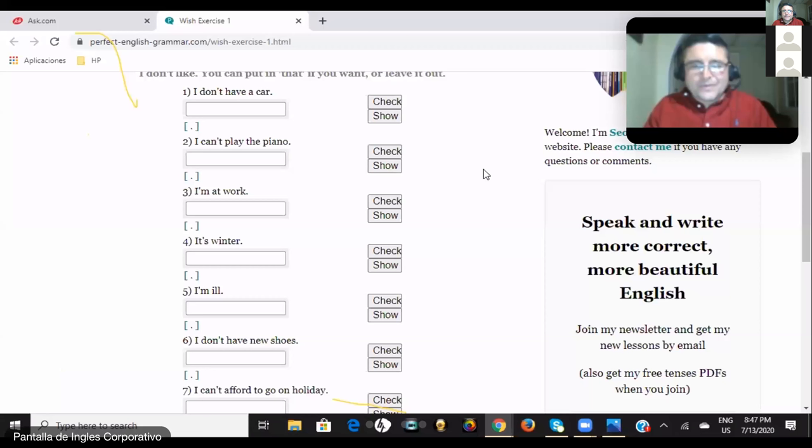Base form. Yes. Okay. So imagine it's 9 p.m. and it's very hot. So you say, I wish I took a shower. Me gustaría poderme bañar. Or I wish I would take a shower. And the two sentences are good. Okay, thank you.